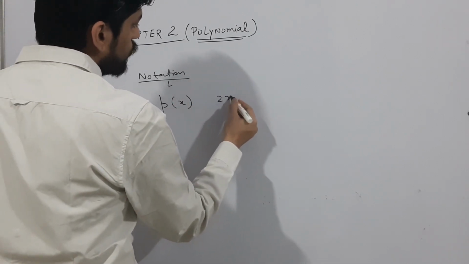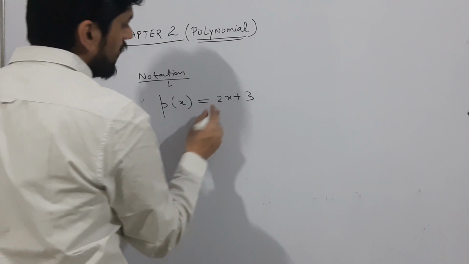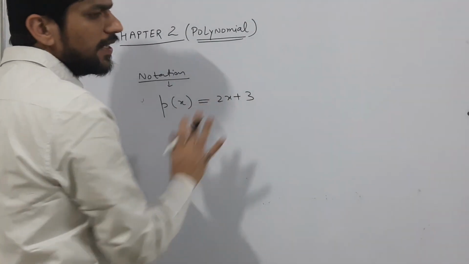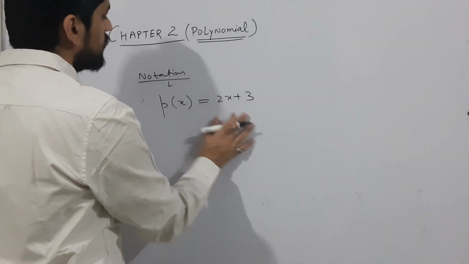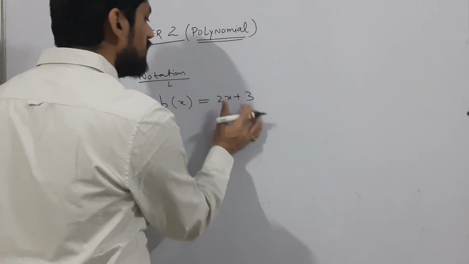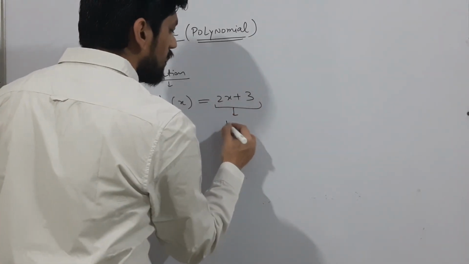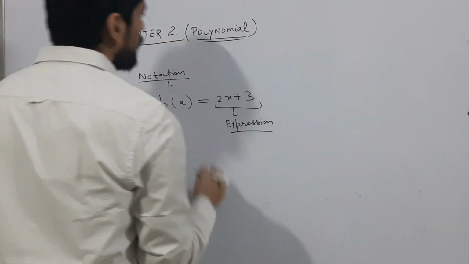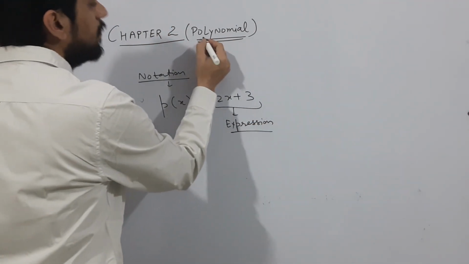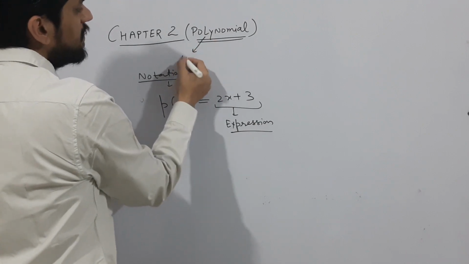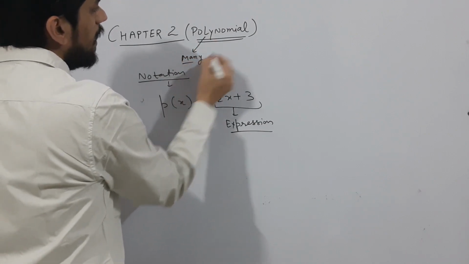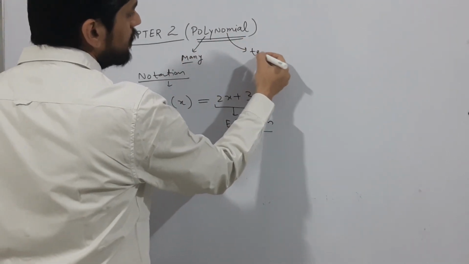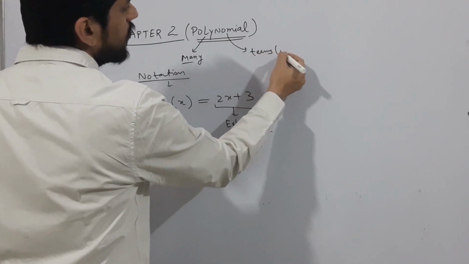Suppose the polynomial is 2x plus 3 and we write an equal sign here. This is not an equation. First of all, this is not an equation. This is the polynomial 2x plus 3 and we know that a polynomial is an expression. If you go by the term polynomial, if you separate it, poly means many and nomial means terms, or you can say parts.